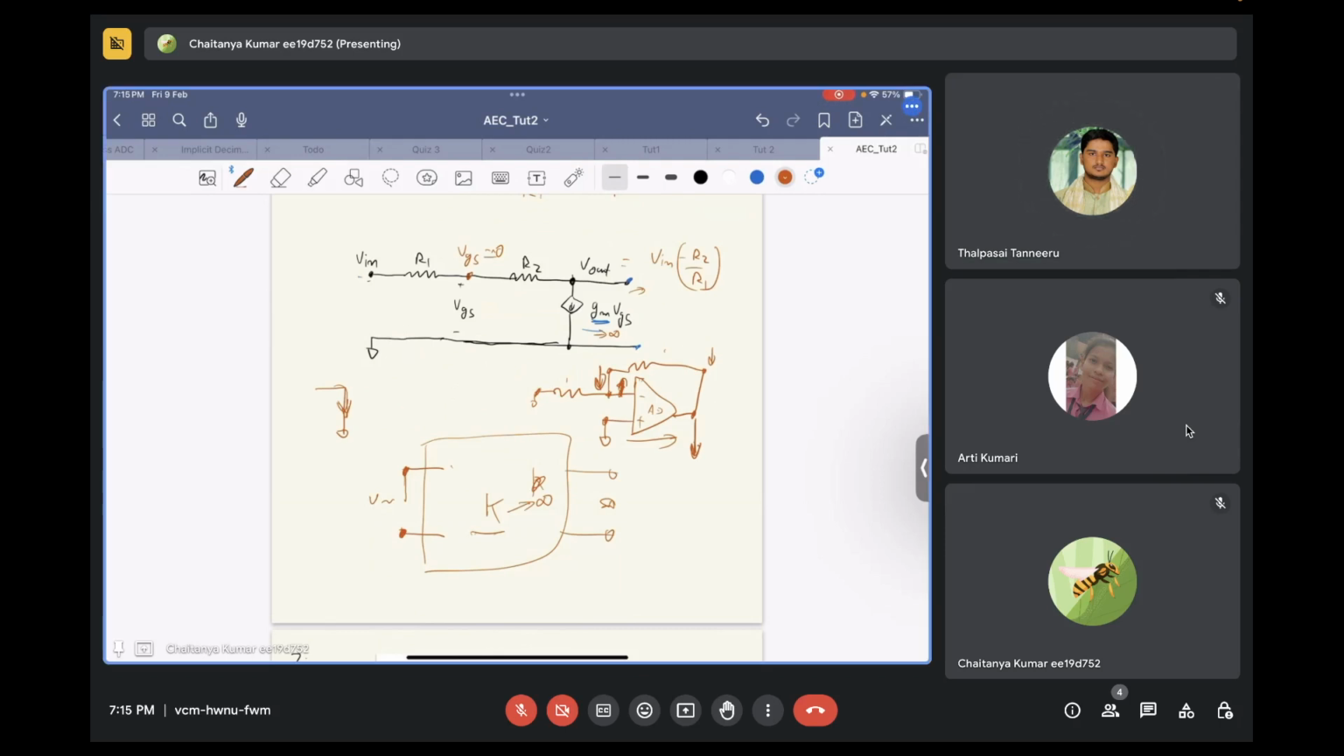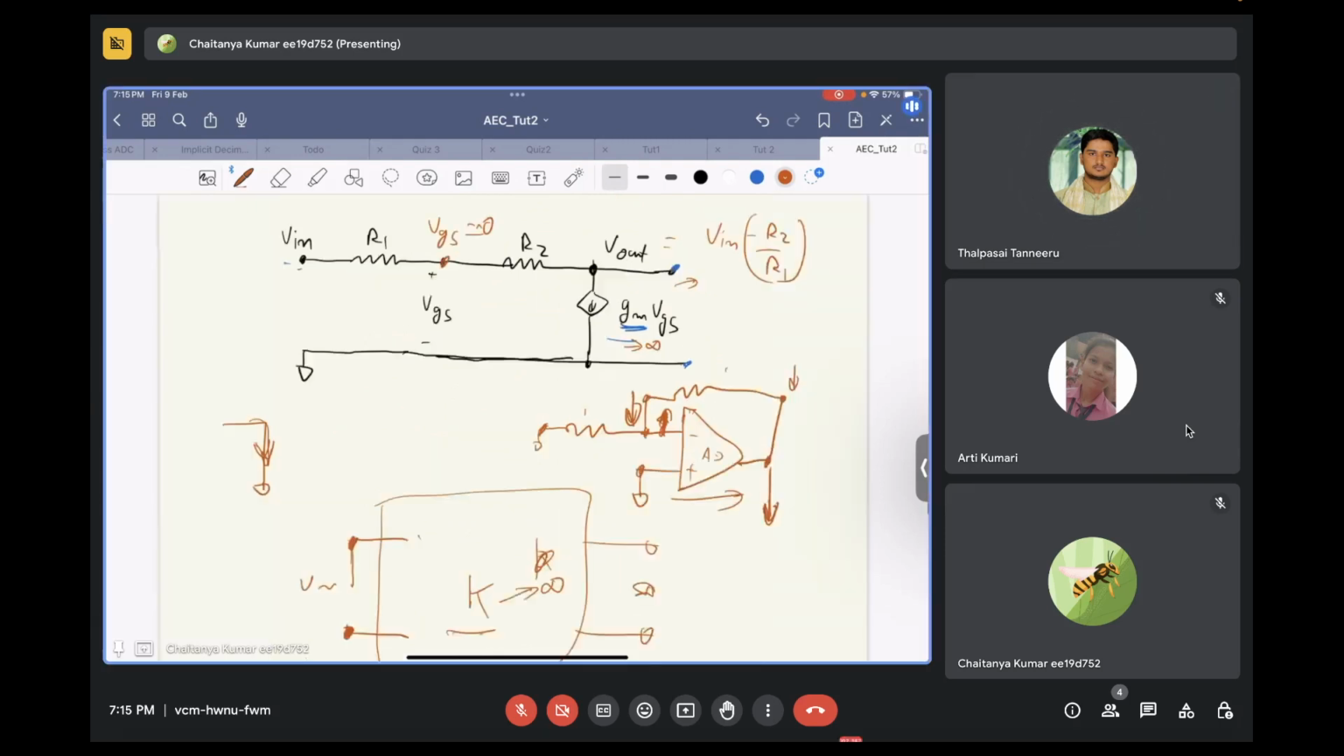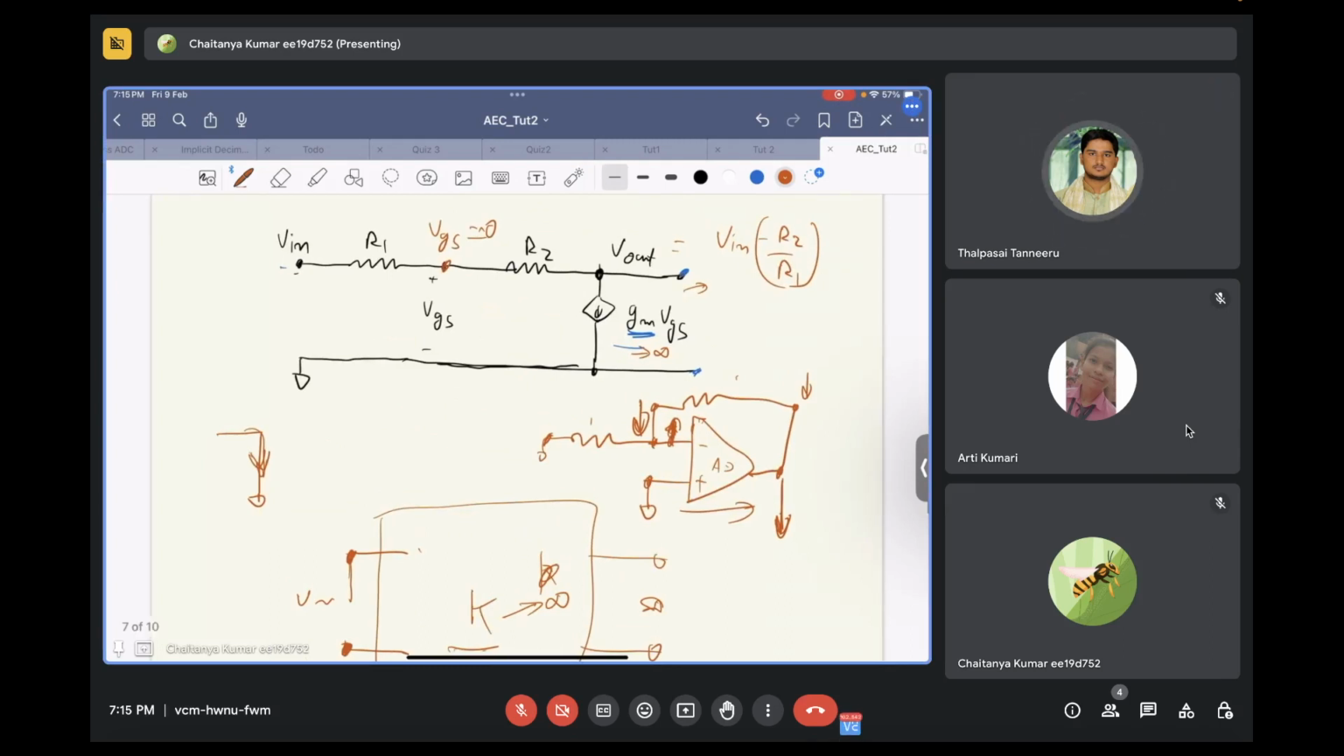Do you understand? Yes, sir. Okay, the same thing is happening in this particular circuit. There is a controlled source with a gain. There is a voltage controlled current source that is present. It has a gain of gm, and let's say this gm goes to infinity.